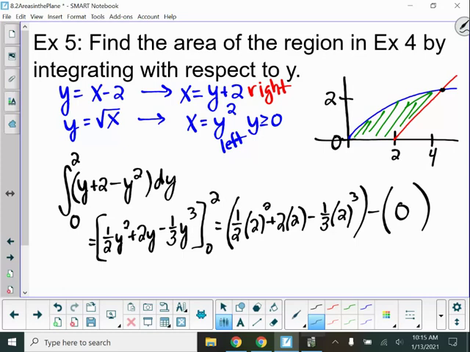0 there. So if we go through, 2 squared is 4, half of that is 2, 2 times 2 is 4, 2 cubed is 8 times negative 1/3, so minus 8/3, and then when you do the algebra and simplify that, you end up with 10/3, which was exactly the same answer that we got in example 4. It's just that the math was a whole lot easier. So this is a case where integrating with respect to y is much, much easier than integrating with respect to x.